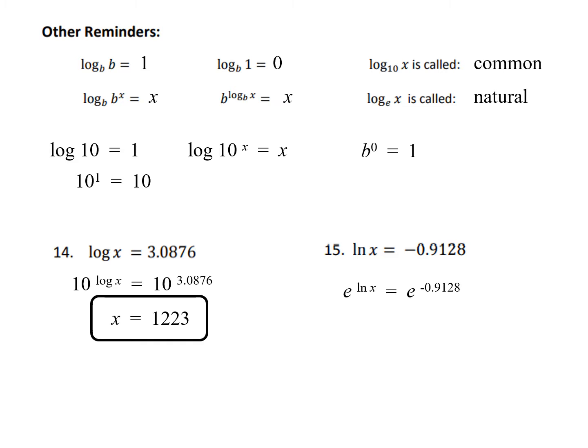Pause for a moment. Do this with your calculator. Find your e to the x button. It might very well be paired with the natural log button in your calculator. It might be a second function to that. e to the negative 0.9128. Pause. Determine that with your calculator. Should be 0.401.